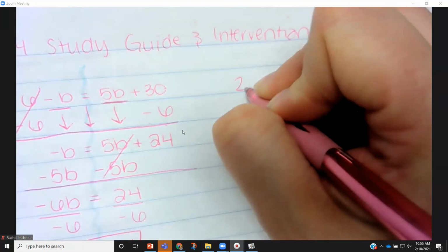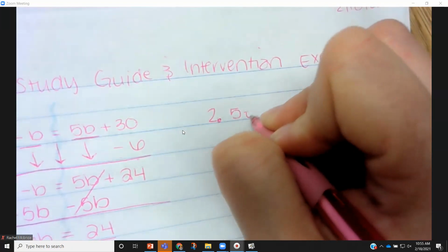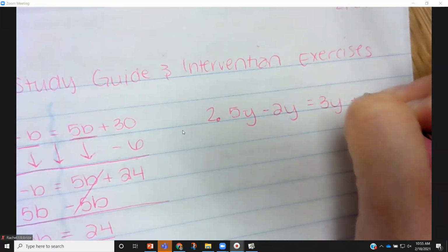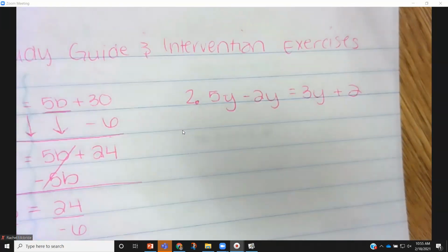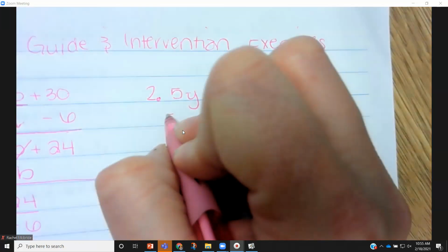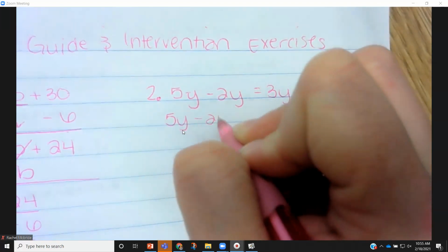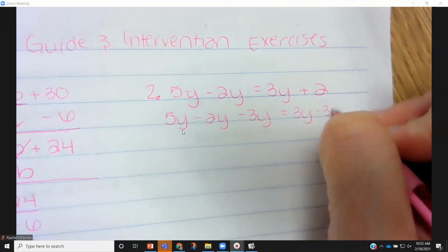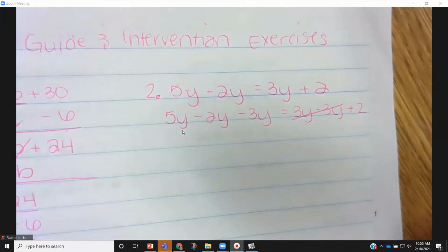Number 2. All right, so I have 5y minus 2y equals 3y plus 2. All right, Zoe, what do you think? Okay, so we'd have 5y minus 2y minus 3y equals 3y minus 3y plus 2. So those go away.